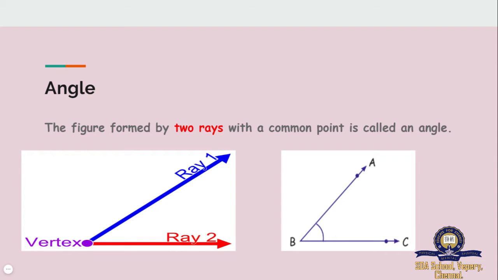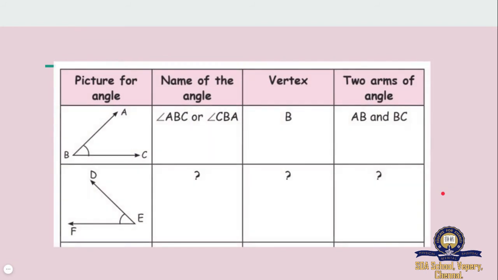So we can learn few more things about angles now. You can see two pictures are there. First we shall see this one. Picture of an angle, angle ABC. This is the symbol for angle. The name of the angle is angle ABC or angle CBA. We can say ABC or CBA. Both are correct.